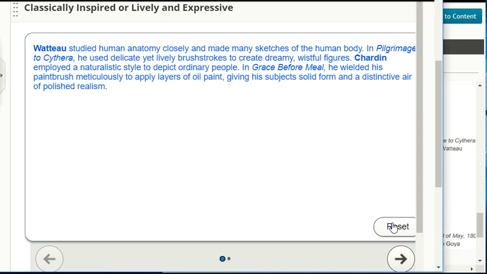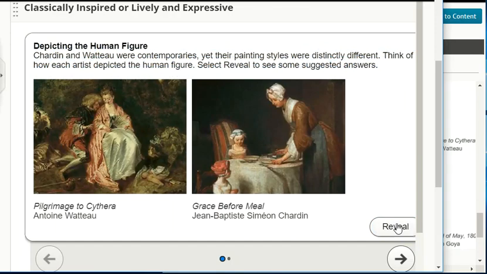Watteau studied human anatomy closely and made many sketches of the human body. In Pilgrimage to Cythera, he used delicate yet lively brushstrokes to create dreamy, wistful figures. Chardin employed a naturalist style to depict ordinary people. In Grace Before Meal, he wielded his paintbrush meticulously to apply layers of oil paint, giving his subjects solid form and a distinctive air of polished realism.